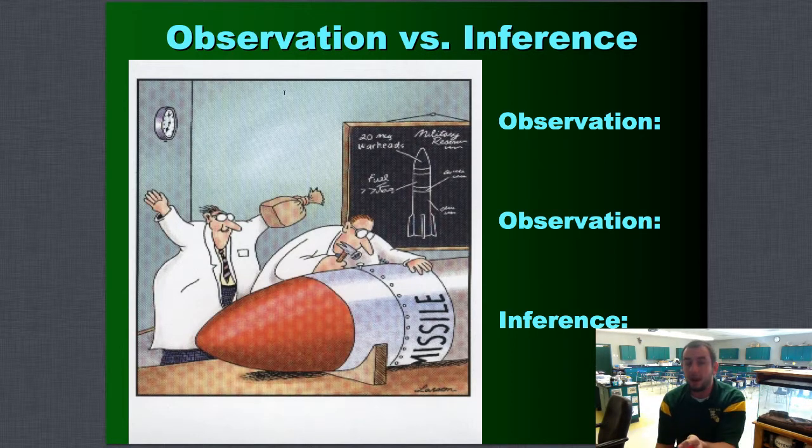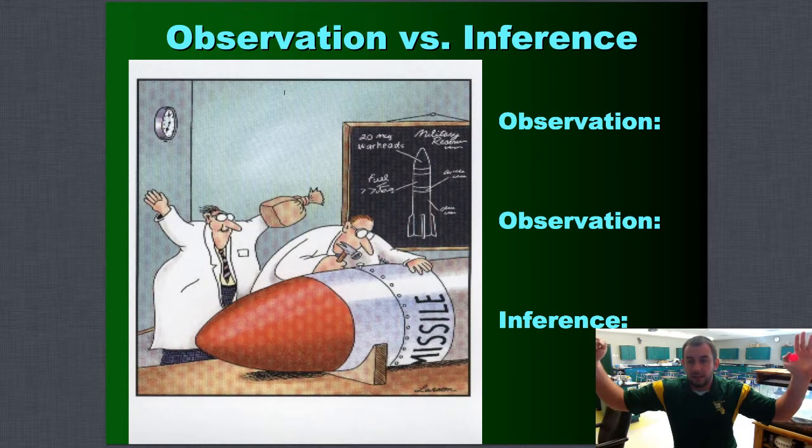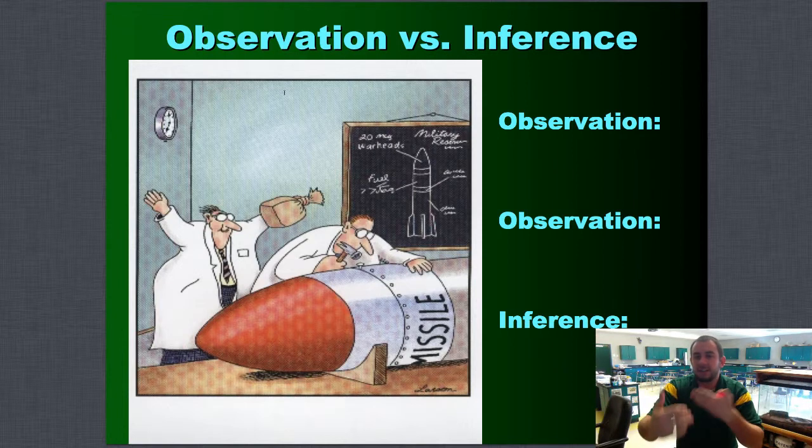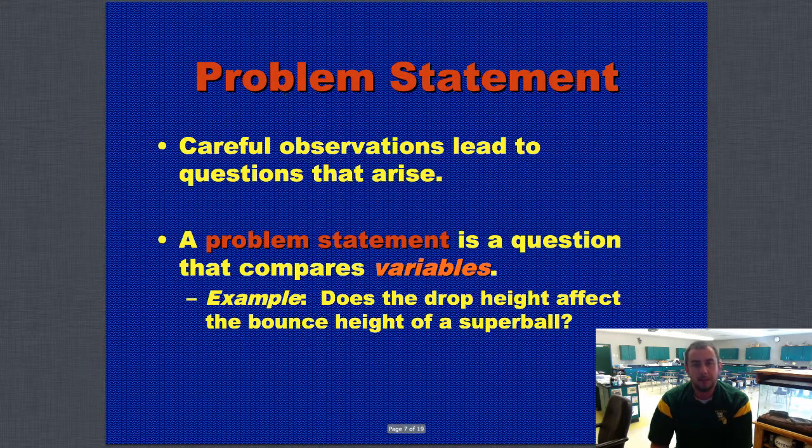That's the inference. But the reason it's an inference is because what if the guy just came in and said, hey, I bought you lunch? So what you're doing is reading into it. You're using your observations to make an educated guess, or an assumption, as to what's going to happen next. That's what makes it an inference. So hopefully you got the gist of observation versus inference. We're going to move on to the next step in the scientific method. In this case, it's the problem statement, sometimes known as the problem question.